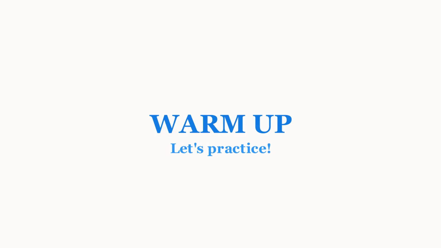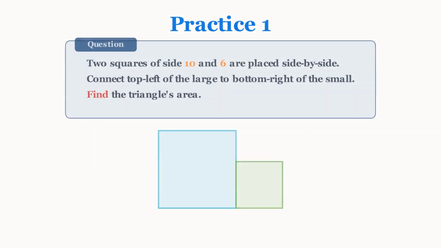Now let's practice with some area problems. Two squares of side 10 and 6 are placed side by side. Connect the top left of the large square to the bottom right of the small square. Can you find the triangle's area?